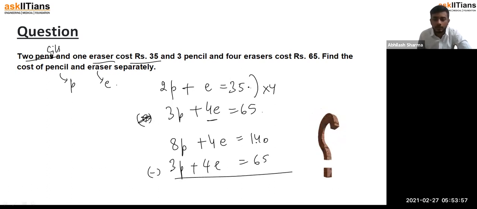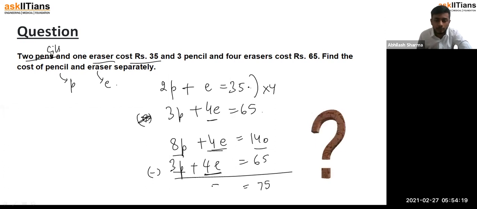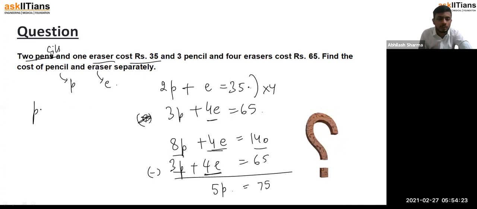Why are we subtracting? Because 4e and 4e we can't add, otherwise it will not be eliminated. To eliminate the term of e, we are subtracting. Okay, so 140 minus 65 will be 75, correct? And here 4e and 4e will get cancelled. 8p minus 3p will be 5p. Okay, so P comes out to be 75 by 5, which is 15.